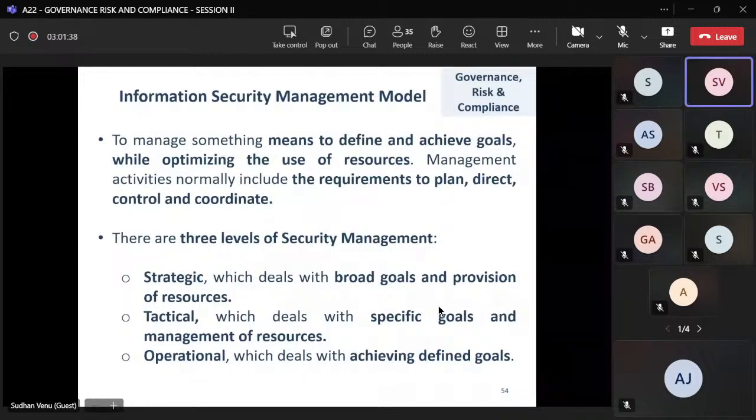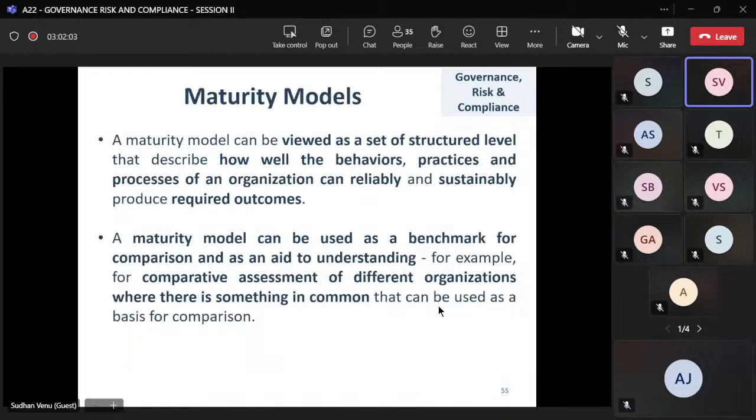To manage something means to define and achieve goals while optimizing the use of resources. Management activities normally include a requirement to plan, direct, control, and coordinate. There are three levels of security management: strategic, tactical, and operational. Strategic is nothing but broad goals and provision of resources, tactical is specific goals and management of resources, and operational is achieving the defined goals. So these are the three levels of security management.